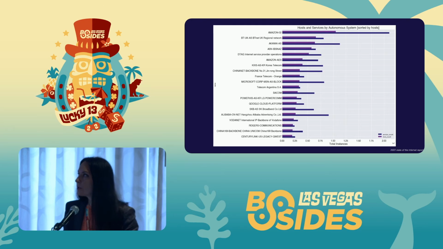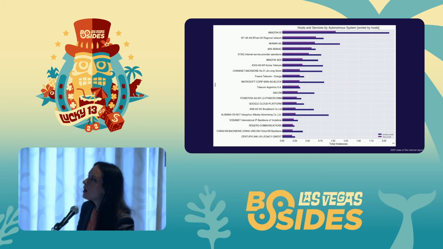So this is a graph of hosts and services by autonomous system. I think this is top 20 or 25. And it's sorted by hosts, and you can see, Amazon is at the top. And I'll point out, this is just one of Amazon's autonomous systems. There's another one somewhere down here. And there are others as well. These are not all of Amazon's autonomous systems. There's lots of them. But then we can also look at this sorted by services. So instead of just looking at, in this case, host being like an IP address, we can look at services. So services would be like SSH, FTP, etc.